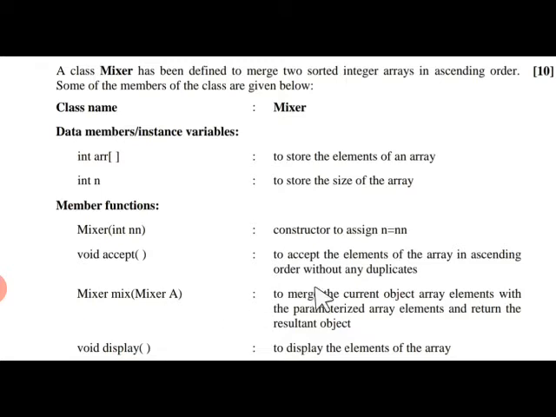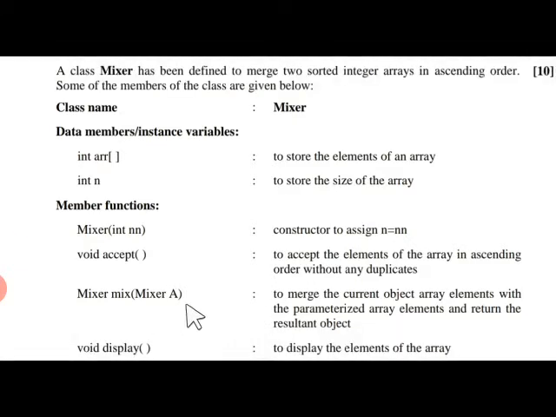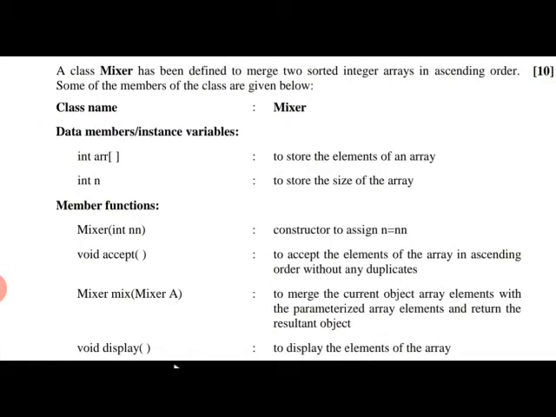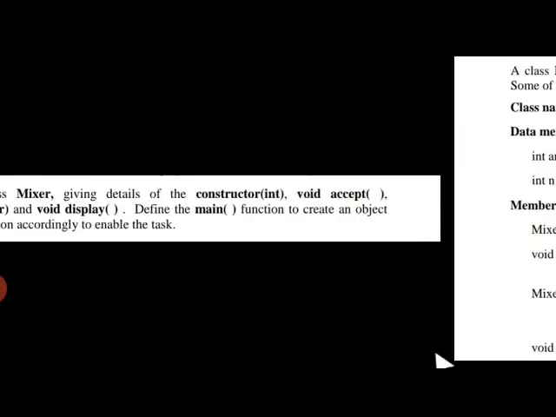So this is another parameter, but here an object is being passed as the parameter. And here we write to merge the current object array elements with the parameterized array elements, and it returns the resultant object. What is very important and unique about this program is that one object has been passed and another object will be returned. Alright. After that there is void display, that displays the elements of the array. It's a very simple function, right?